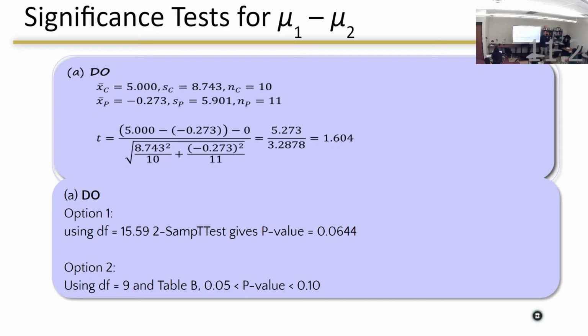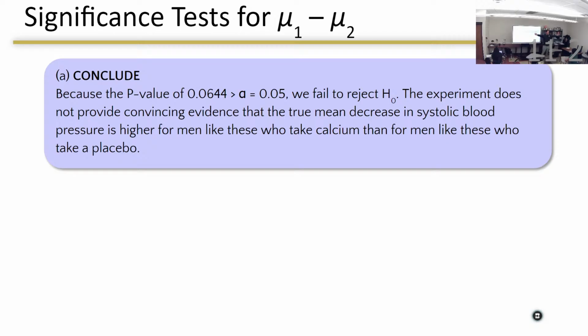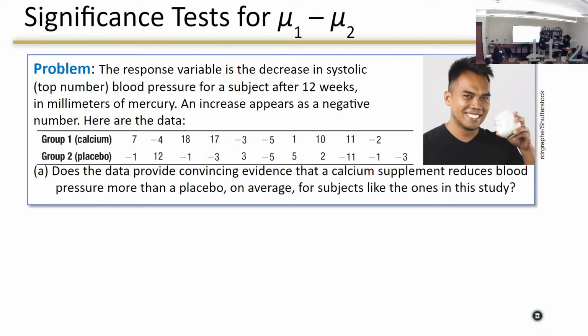Because the p-value is 0.06 and I use 0.05, I'm going to say, since the p-value is greater, fail to reject. We don't have enough evidence to suggest that calcium supplement reduces blood pressure more than a placebo on average for subjects like the ones in this study. I'm going to answer it just like they asked it. That way I really don't have to think that much about it. I can remember it was subjects like this.